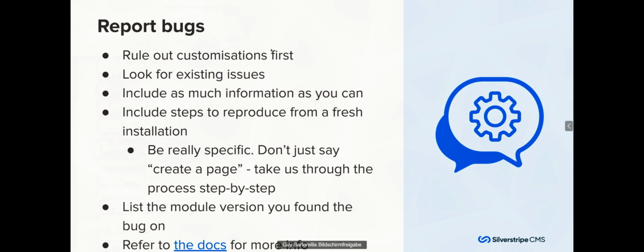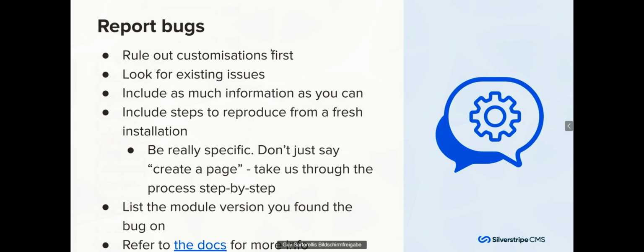Someone quite possibly has already reported this bug in the past, and there might be workarounds or solutions that will help you. If there is not an existing issue, or if the existing issue was closed but it doesn't solve your problem, that's when you can create a new issue on GitHub. Include as much information as you can. Include all of the steps that you can to reproduce it from a fresh installation. I can't stress enough how important that is.